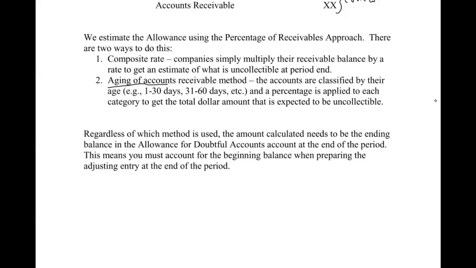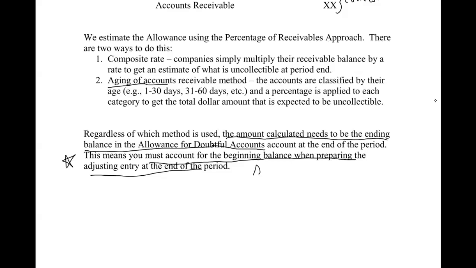However, it's important to note, regardless of which method is used, the amount calculated needs to be the ending balance in the allowance for doubtful accounts at the end of the period. This is important and often missed: you must account for the beginning balance when preparing the adjusting journal entry. Remember, the adjusting journal entry is my debit to bad debt expense and my credit to the allowance. The issue is, what number do we put in that journal entry? The journal entry number is the number that gets me from my beginning balance to the ending balance that I'm going to calculate.